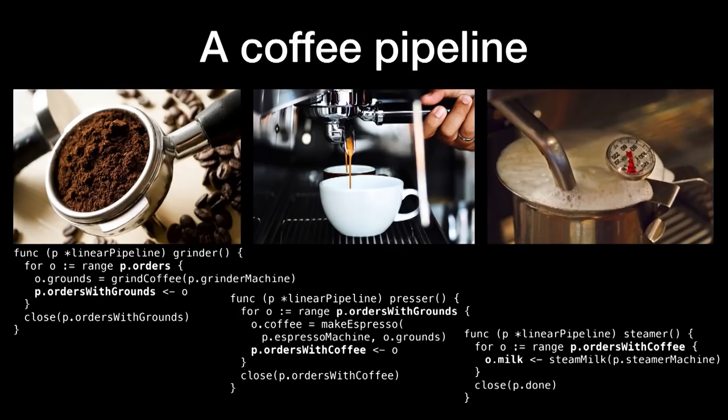Finally, we have some Go routines and channels. In this pipeline, we have three stages, a grinder, a presser, and a steamer. The grinder receives new orders on the orders channel, grinds the beans, adds grounds to the order, and passes it along to the next stage. The presser makes espresso using the grounds and passes the coffee along to the steamer. The steamer steams the milk and passes it back to the Go routine waiting on the order. That Go routine combines the coffee and milk to make the latte.